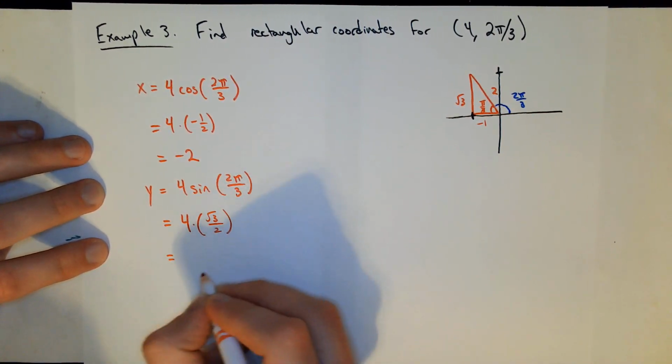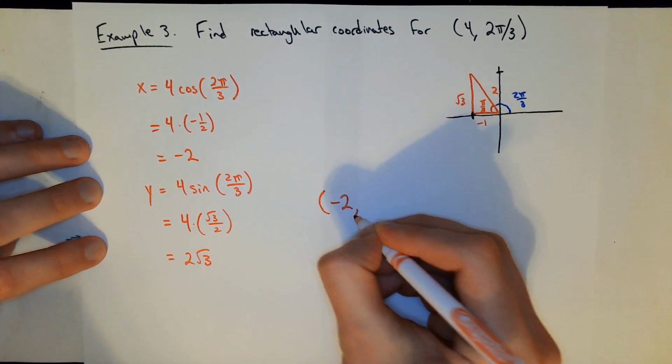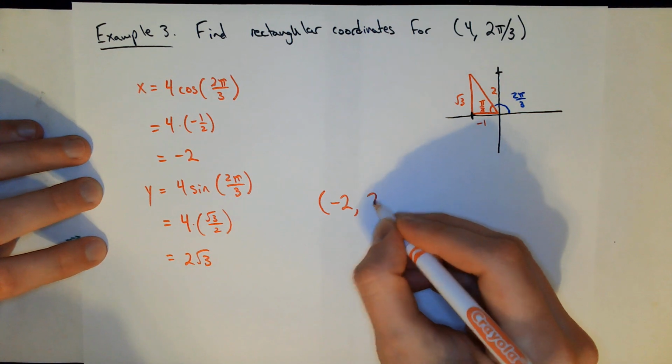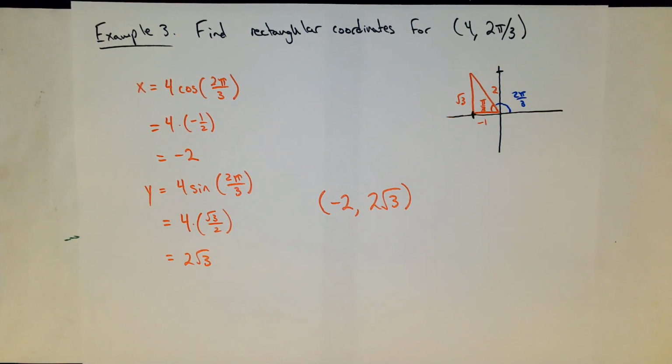And that's giving me 2 square roots of 3. So the coordinate point in xy form is -2, comma, 2 square root of 3. Good.